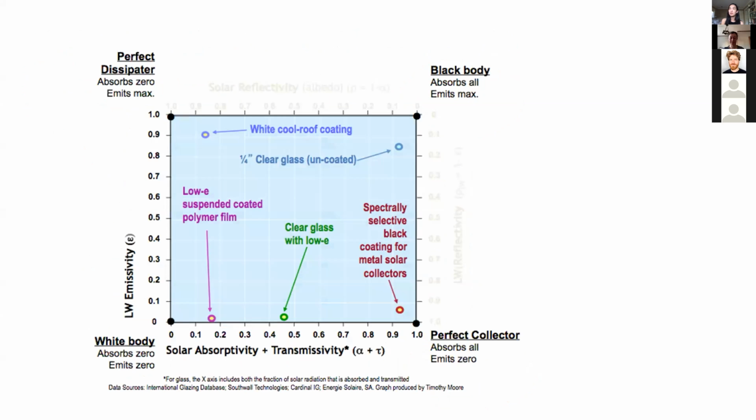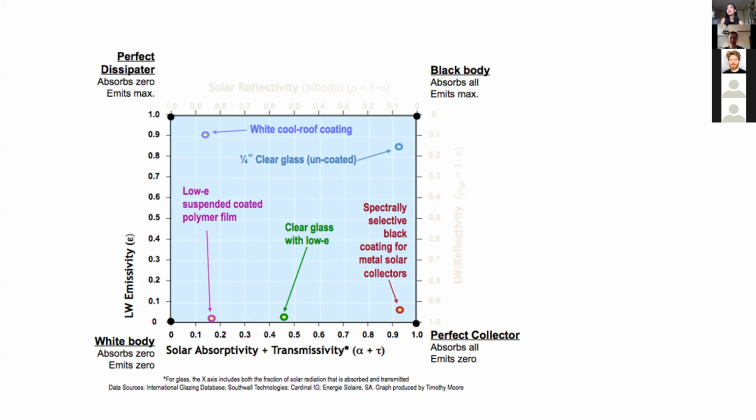And here you can see some real life examples of where things are close to these perfect dissipators and perfect collectors. Okay, so starting with perfect dissipator, a common example is white cool roof coating. So that creates a cooler atmosphere, basically, for the Earth, helping with the urban heat island effect.